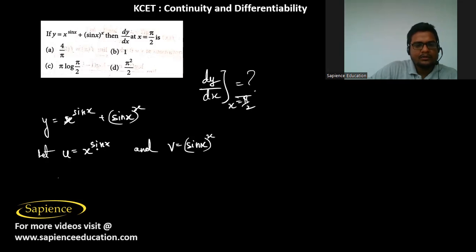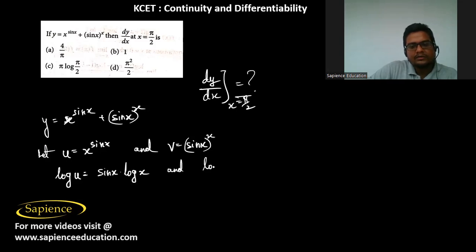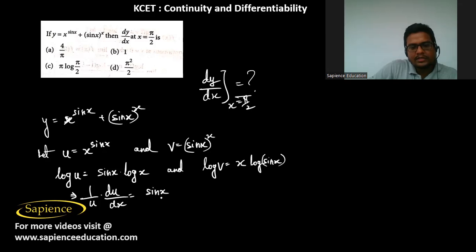So we can take log on both sides here. This will be log u, that will be equal to sin x into log x. And if you take log on both sides here, then it will be log v, that will be equal to x log sin x. Now if we take the derivative with respect to x on both sides, then we will get 1 by u du by dx, that will be equal to sin x by x plus log x into cos x.